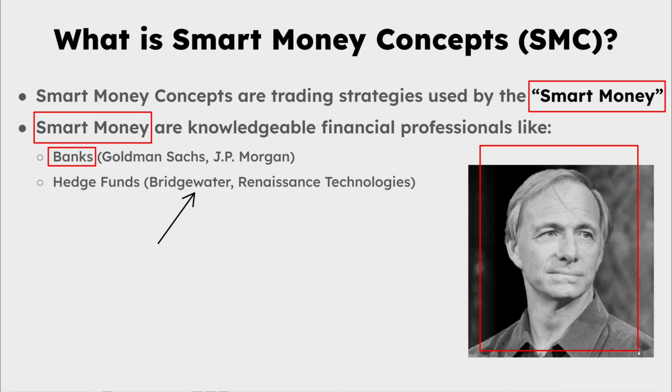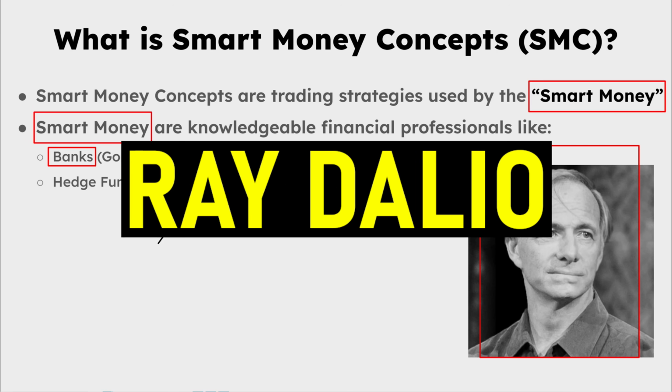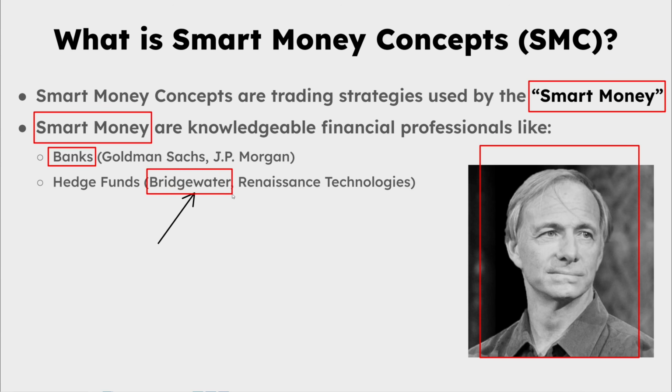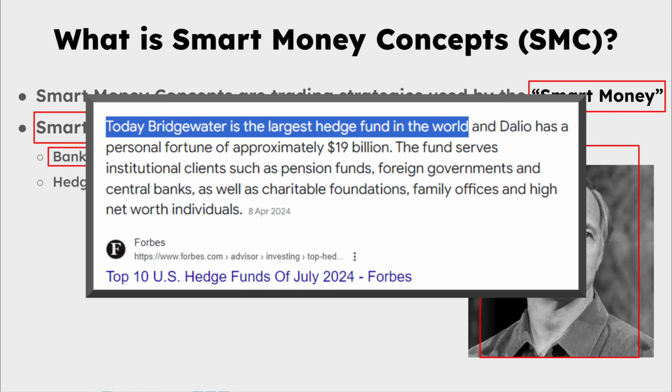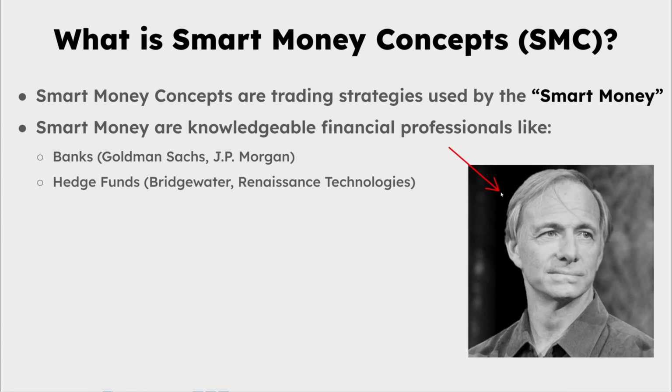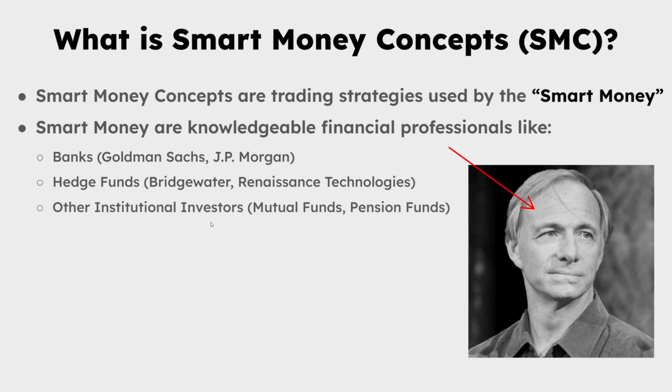And that is why I have this image right here. Many of you guys are probably familiar with him. This right here is Ray Dalio, who is the founder of Bridgewater. And I actually think that Bridgewater is the largest hedge fund in the world. So Dalio and his hedge fund is a great example of smart money. But we also have other institutional investors, such as mutual funds or pension funds, that are definitely considered smart money.